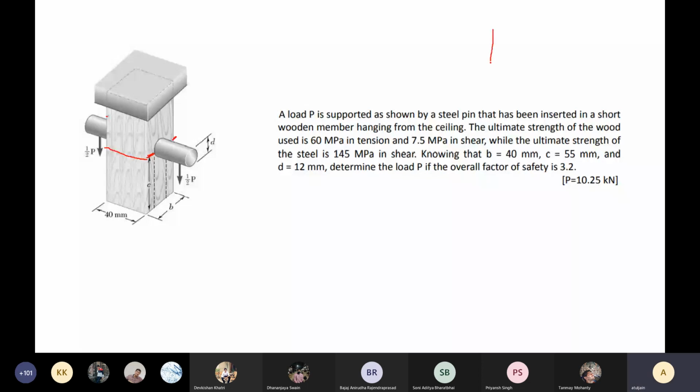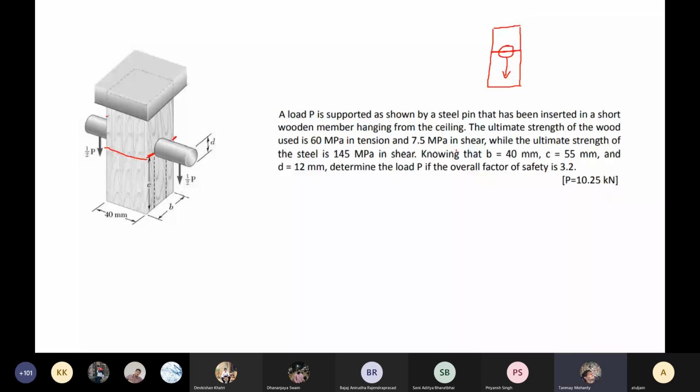I mean, the side view of the wooden block will be something like this. This is my circle. The load is applied here. This is my critical region. 40 into B minus D. So what else can happen? The hood can fail due to tension. Can the hood fail due to shear?